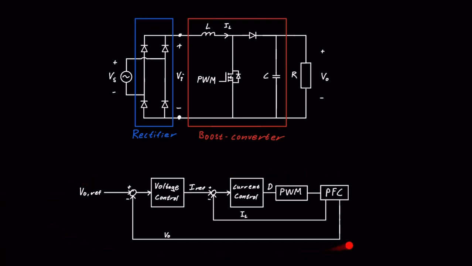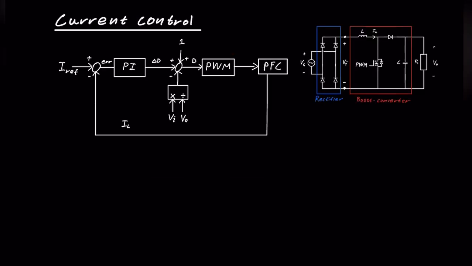This control circuit here is controlling the Boost PFC. Here we use a cascade control, which means that the voltage control gives out a current reference, which goes into the current control, which gives out the input for the PFC. And here we use a PWM in order to convert from the duty cycle that we want into the PWM signal that we need for the MOSFET.